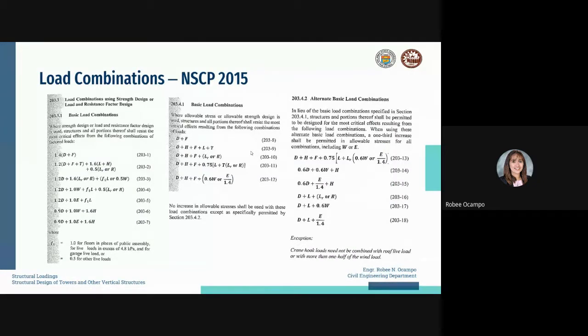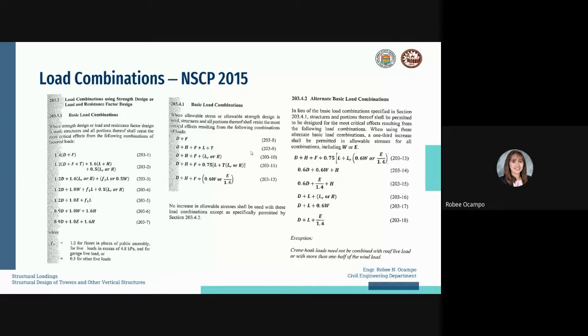So according to the NSCP, we have here three sets of load combinations that we may use. The first one will be the load combinations due to the strength design or the load and resistance factor design. So if we're going to consider USD, the ultimate strength design, or if we're going for steel and use LRFD for our design, we're going to use this first set of load combinations. Okay, so for the first set, we have here seven.